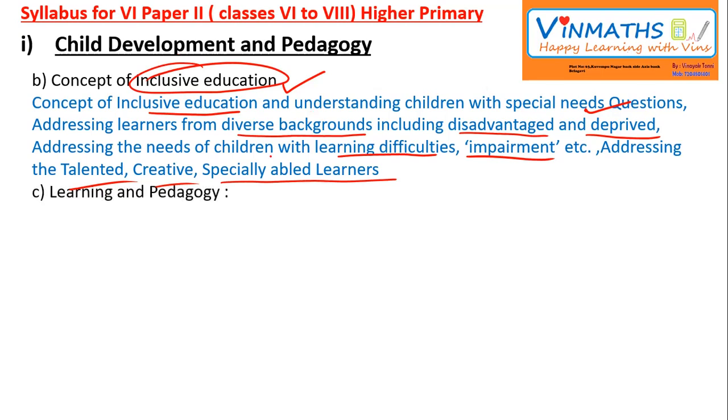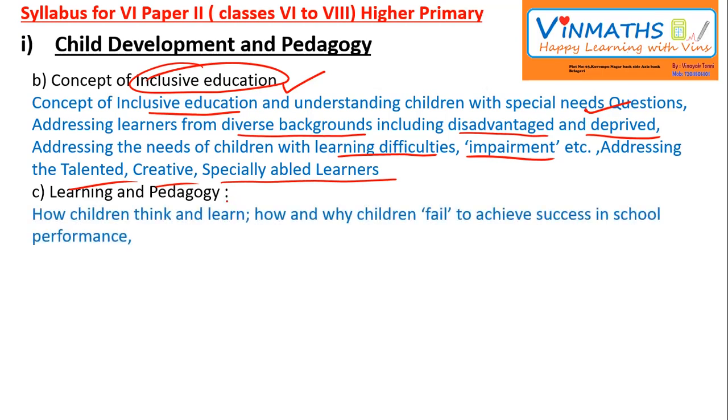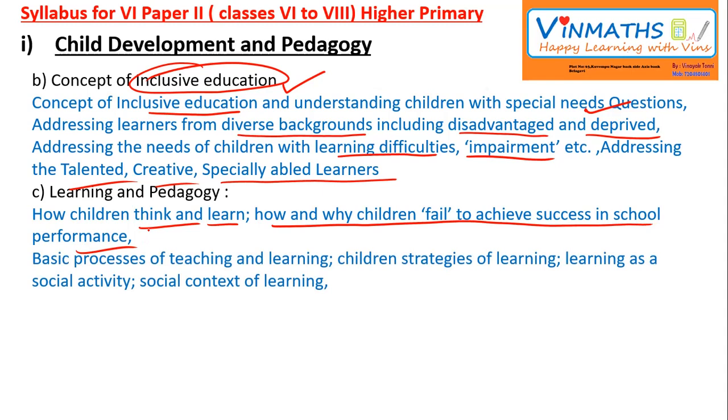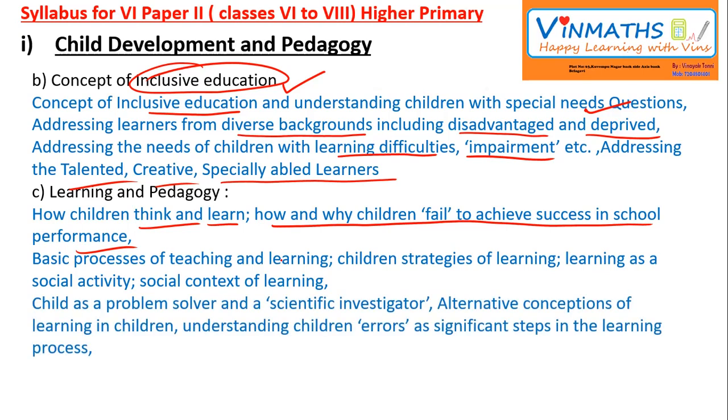After that, we have Section C of the CDP, that is Learning and Pedagogy. In this Learning and Pedagogy, you have to cover how children think and learn, how and why children fail to achieve success in school performance. Along with that, basic process of teaching and learning, strategies of learning, learning as a social activity, social context of learning.